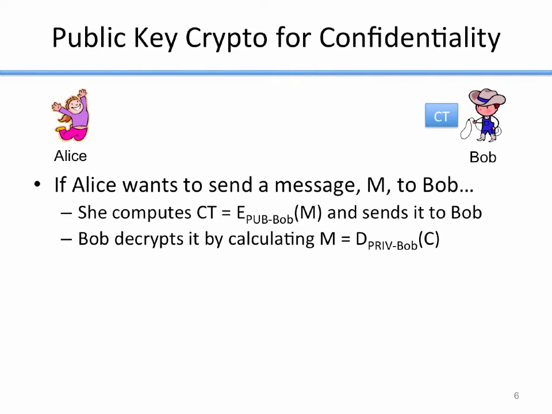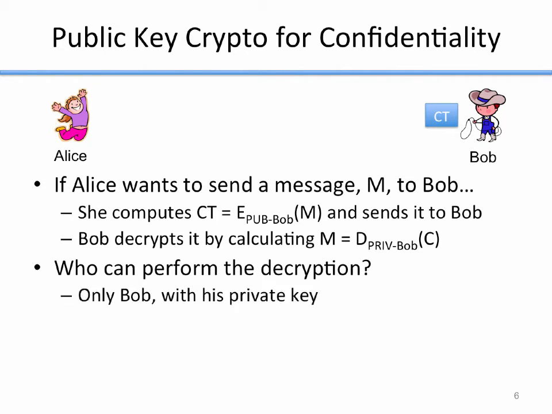And Bob decrypts it by decrypting with his private key. That's fairly straightforward. If you want to send Bob a secret message, you encrypt it with his public key, and he will decrypt it with his private key. Okay, so who can perform the decryption of this message? Only Bob with his private key. No one else can decrypt the message because no one else has Bob's private key.